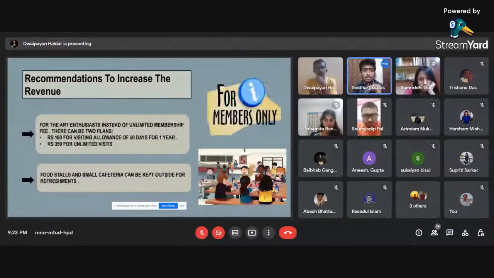Also, adding to the membership fee, we have decided to make a plan. There will be a rupees 180 plan, with which they can visit for 50 days in 1 year. And for those who are very much enthusiastic about the arts, they can take the rupees 350 plan for unlimited visits.